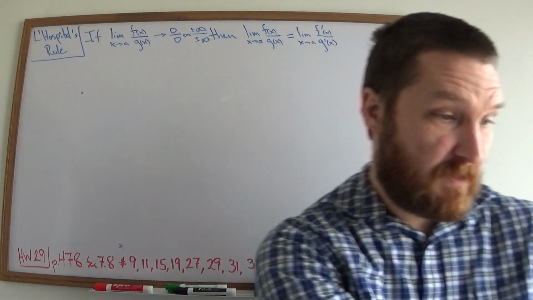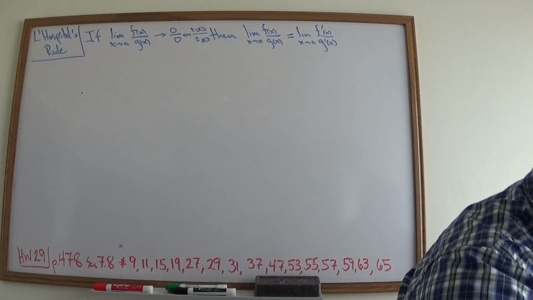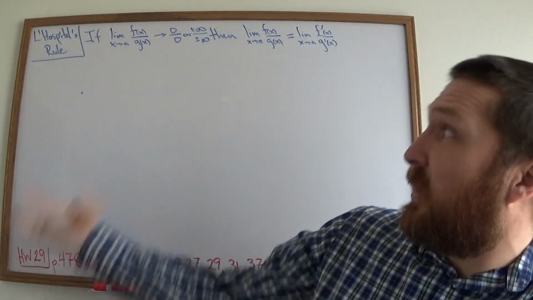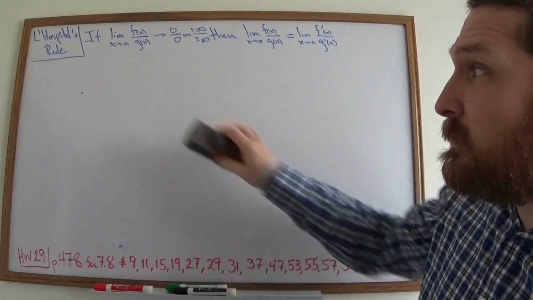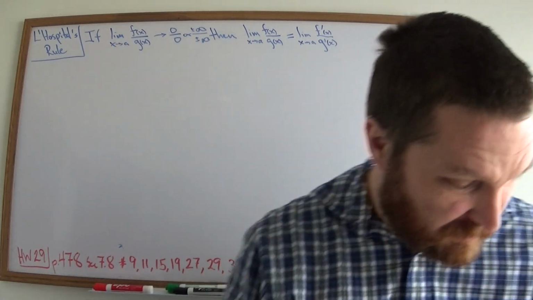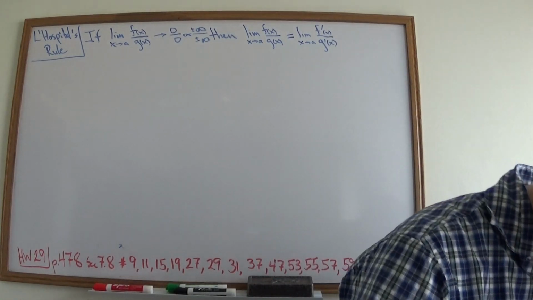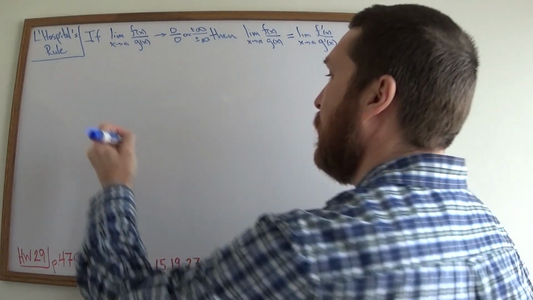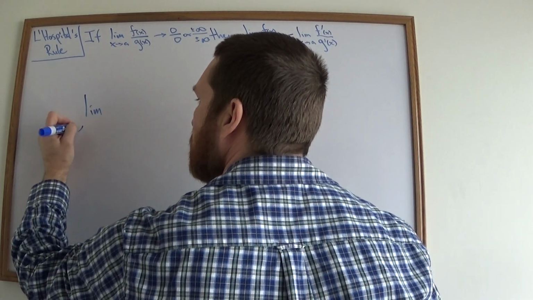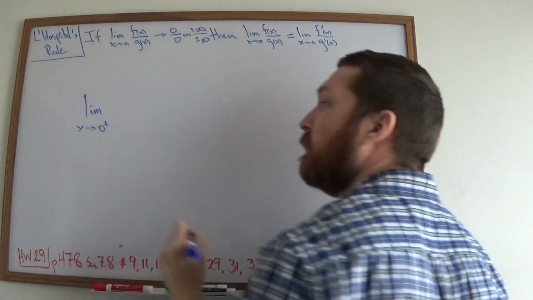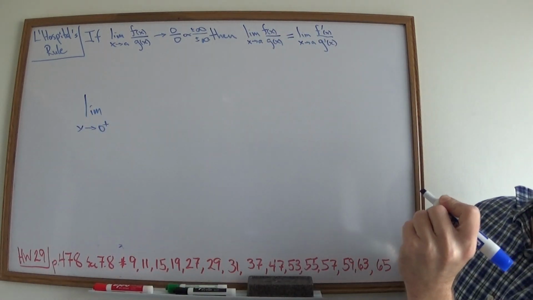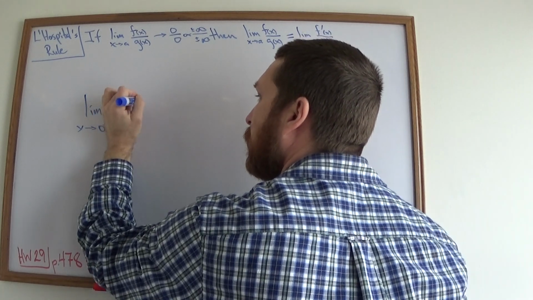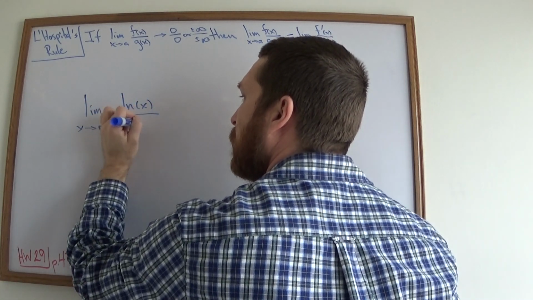You're like, oh, I'm in the section about L'Hopital's rule. It must do L'Hopital's rule, so you just blindly do it. No, not necessarily. Just chill out. Here's another example. Look at this. Limit as x goes to 0 from the right of log x over sine x.